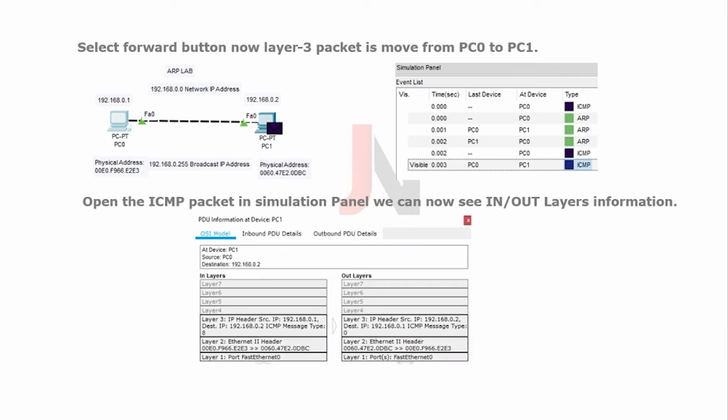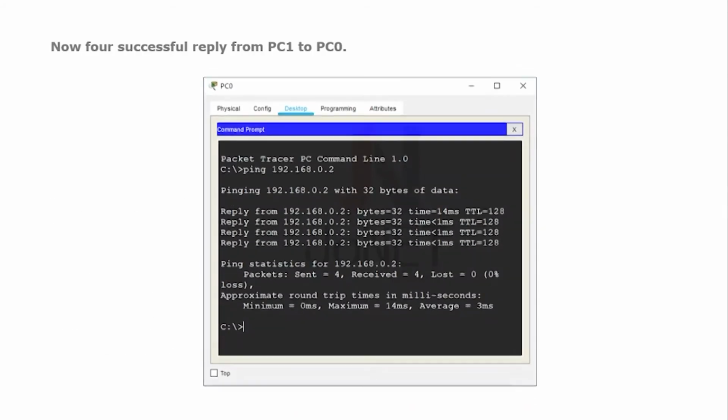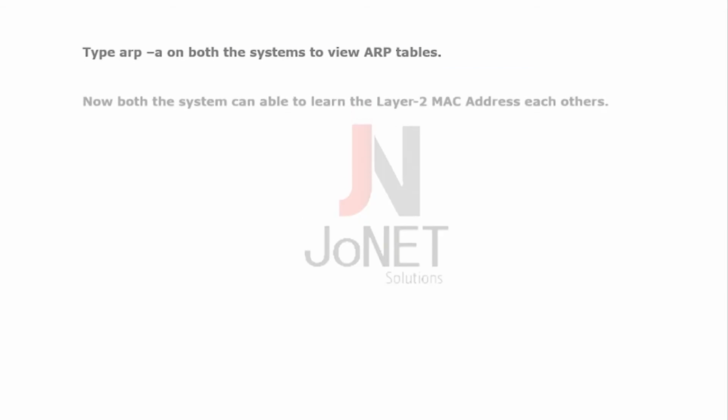Now open the ICMP packet in the simulation panel. We can now see the in and out layer information. So here we learn in detail what the SRC IP, that is source IP, and DEST, that is destination IP address, are. It uses the ICMP protocol, and at the layer 2 header, the MAC addresses have been exchanged. So now after a successful reply from PC1 to PC0, we can see the ARP.